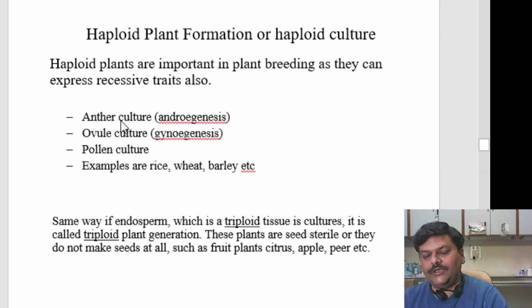So endosperm is a triploid tissue, and it is basically meant as the food source for the growing embryo. Sometimes we also culture endosperms in plant tissue culture, and in this case the resultant plants are triploid plants, because endosperm is a triploid tissue that results from double fertilization.